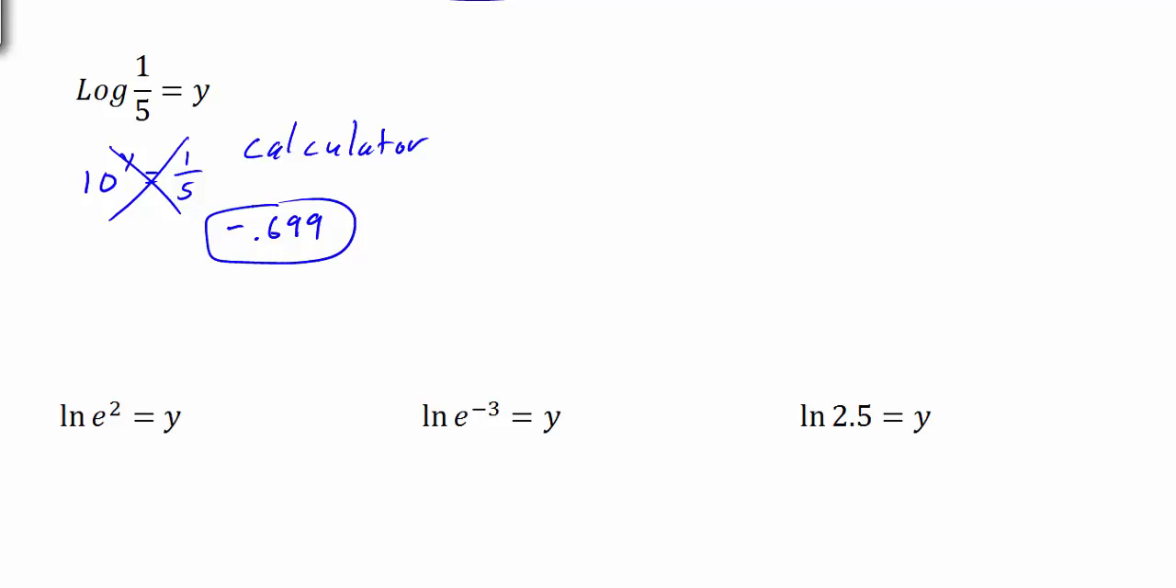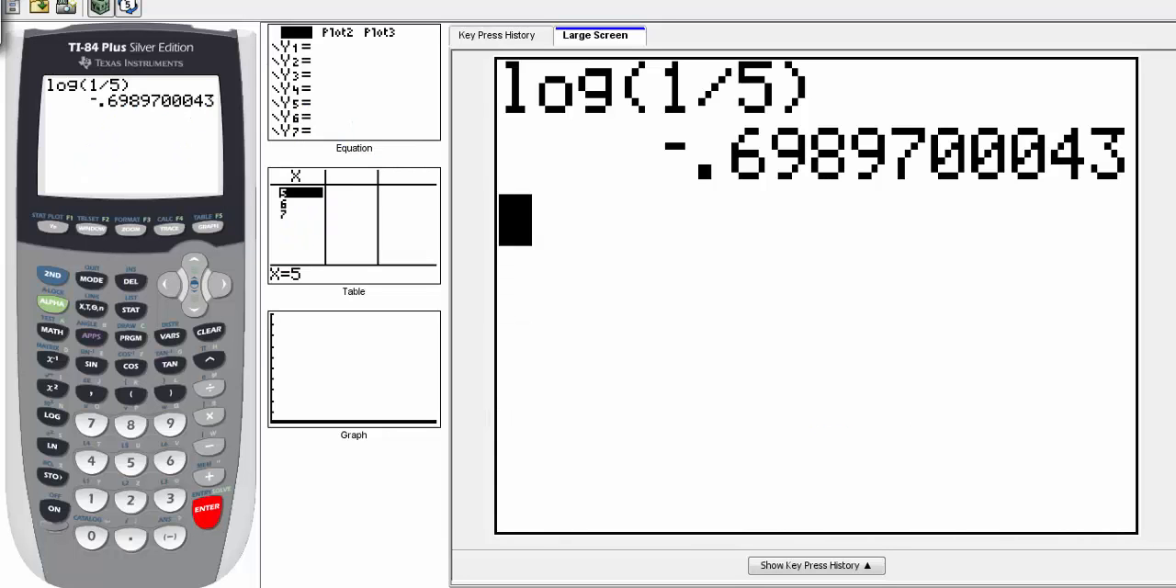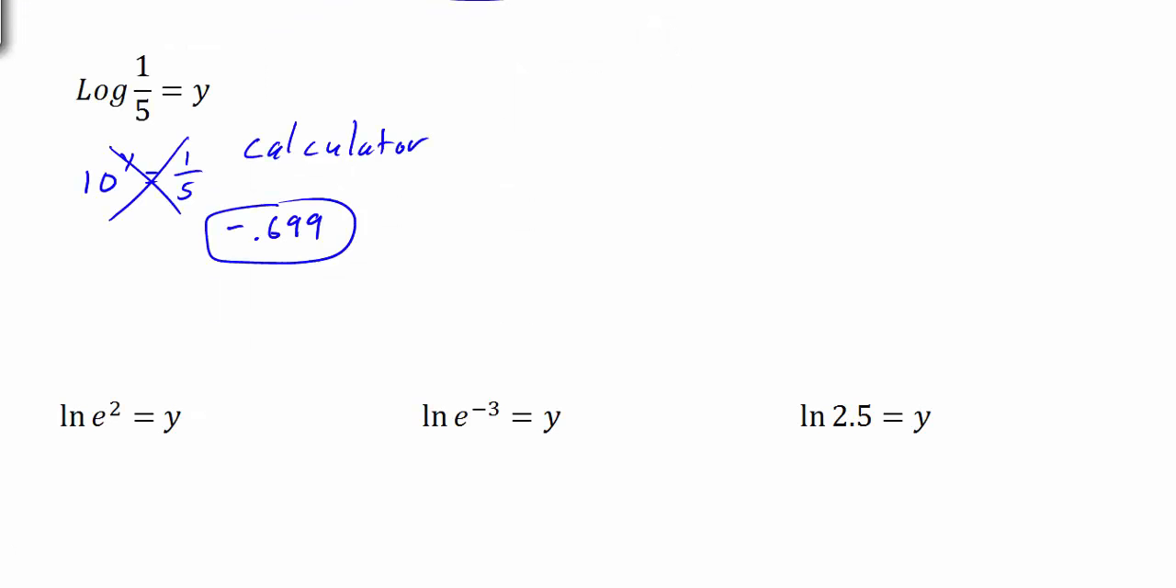Okay, so if you're not able to rewrite this as a base of 10, the calculator does work with this log button, but keep in mind this log key only works if you have a base of 10.